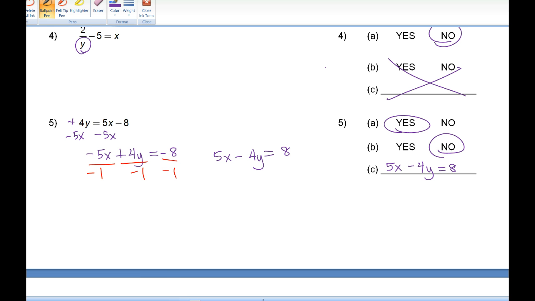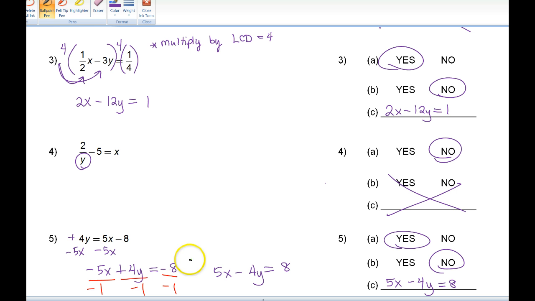Ready? Can I do the next one myself? What's that? Number 3? Yeah. Do you understand how we know it's a linear equation for number 3? Because it has x and y, they're separate, it doesn't have an exponent, but it has fractions. It has 1/2 and a 1/4.